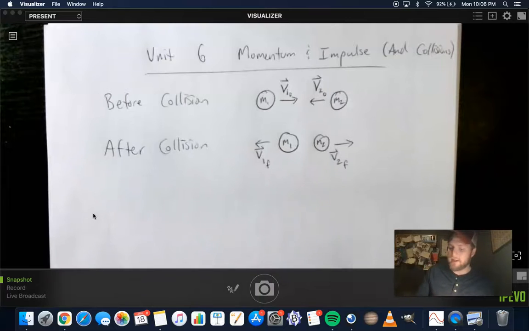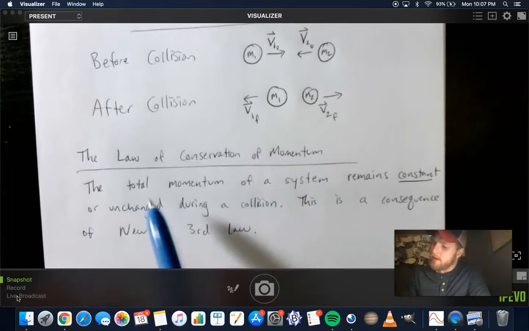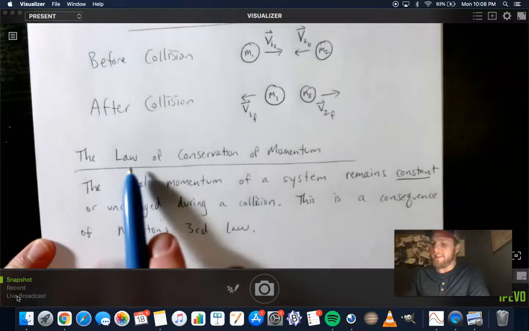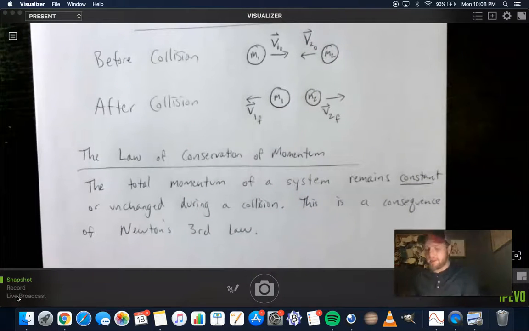The next thing we want to address is something very important in physics. It is one of the more fundamental conservation laws, the conservation of momentum. So here is the law of conservation of momentum. If you need to pause and write down the definition, you can. I'll read it. The total momentum of a system remains constant or unchanged during a collision, and this is a consequence of Newton's third law. Now, some people might argue that, in fact, the law of conservation of momentum is the fundamental thing, and Newton's third law is the force consequence of it. We can disagree and argue about that.